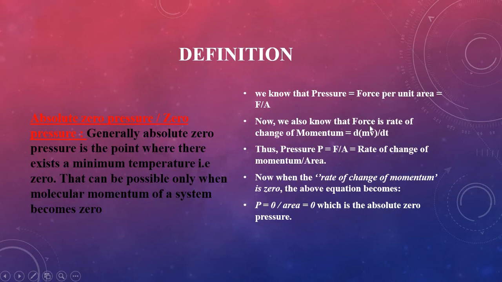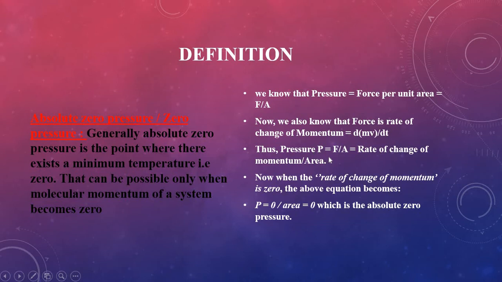simple proof. If we see that pressure is equal to the force per unit area. Here force is denoted by F and area is denoted by A and pressure is denoted by P. So P equals F by A. Now we also know that force is the rate of change of momentum. So the momentum changes by the rate of time unit. So here is the differential form of the momentum change by the rate by the time unit.